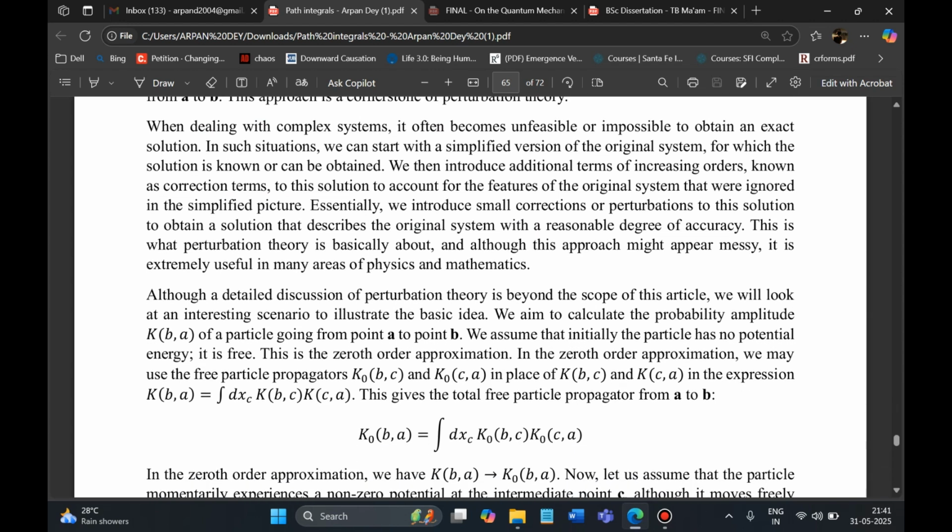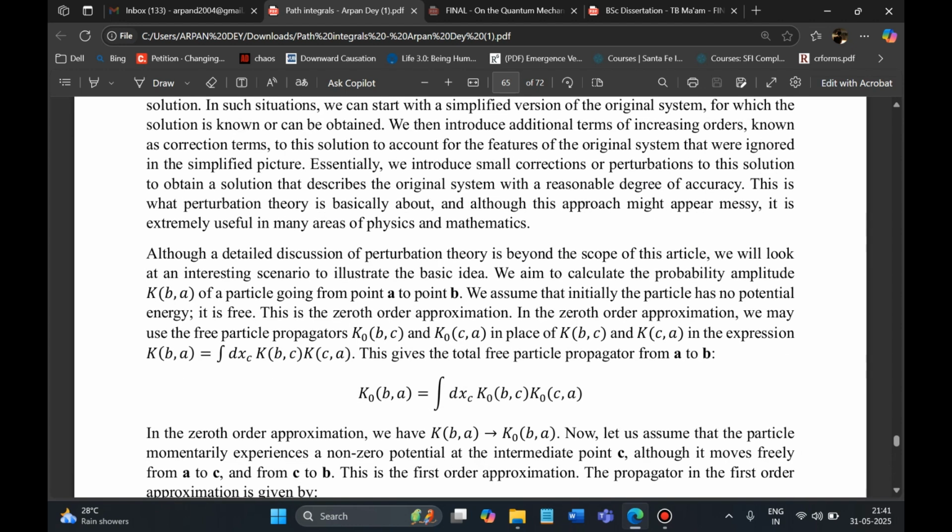Why is it called perturbation? Because we are subjecting the system to a small disturbance, to get the actual system. We start with a very simple unperturbed system, and then adding correction terms means adding perturbations, kind of. Okay. So essentially, we introduce small corrections or perturbations to the initial solution to obtain a solution that describes the original system with a reasonable degree of accuracy. This is what perturbation theory is basically about.